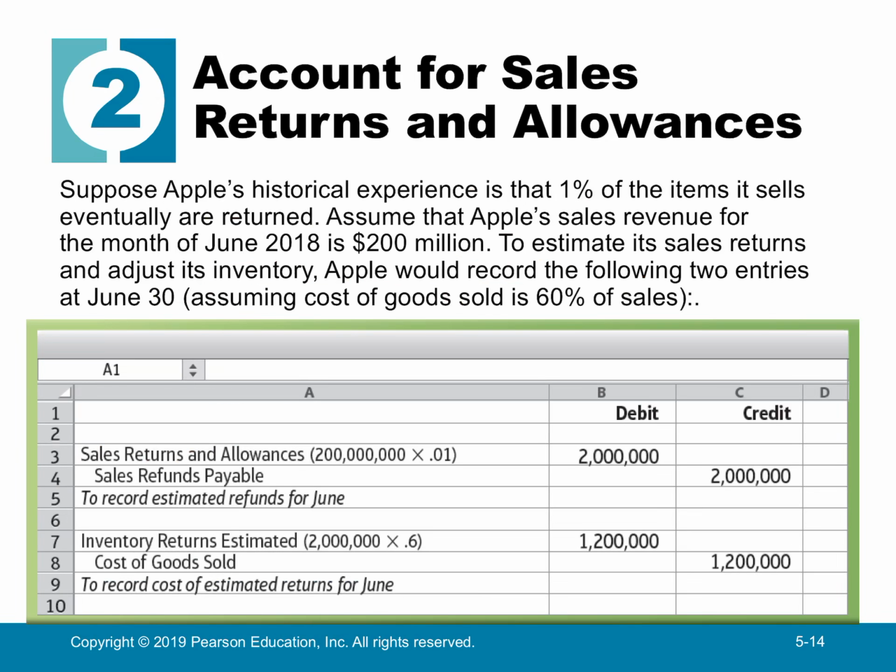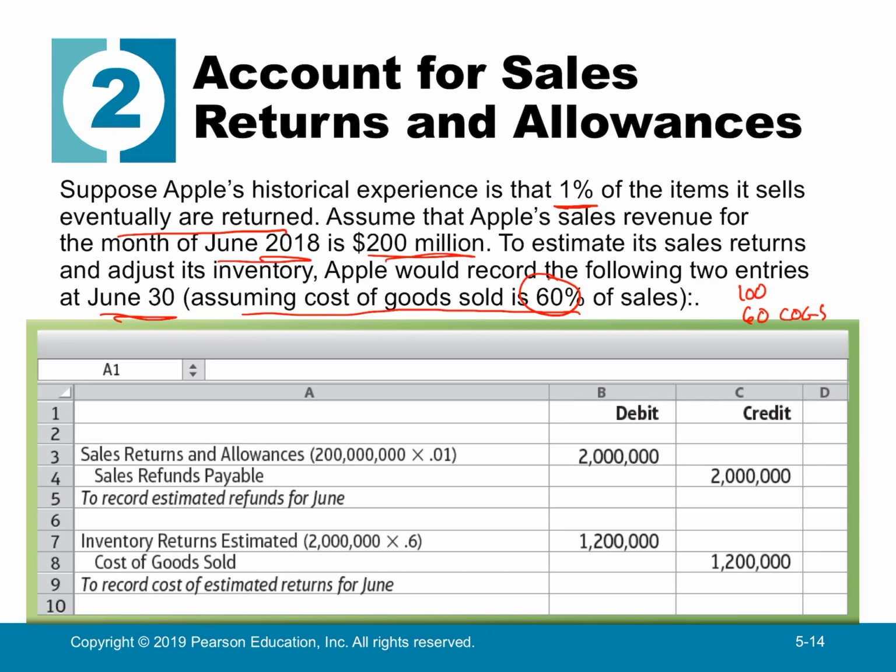Suppose Apple's historical experience is that 1% of the items it sells eventually are returned. Assume that Apple's sales revenue for the month of June 2018 is $200 million. To estimate its sales returns and adjust its inventory, Apple would record the following two entries June 30th. Assume that cost of goods sold is 60% of sales. In other words, if Apple sells an item for $100, that item costs them $60, right? That is cost of goods sold, or COGS.